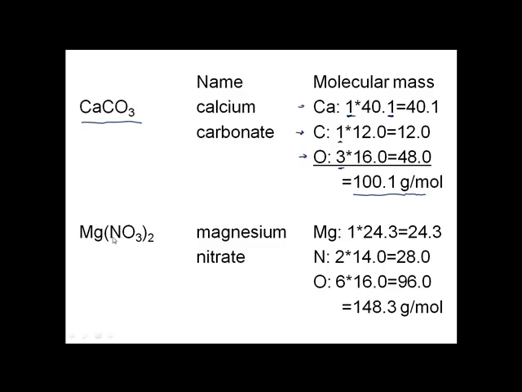Next up, magnesium nitrate. Here what we need to remember is to distribute, just like in math, this 2 to the nitrogen and the oxygen, because that 2 is saying we have 2 groups of NO3. So magnesium there's 1 of, nitrogen there's 2 of, oxygen there's 6 of. So we distribute that 2 to both the nitrogen and the oxygen. Look on the periodic table, get the molar masses, get our subtotals, add them up. 148.3.